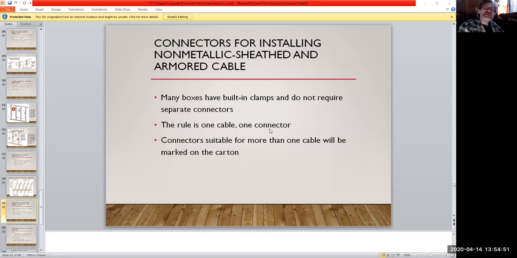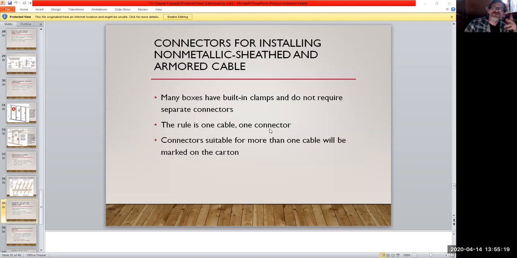So yeah, in this day and age, you get lucky. I've seen some weird tabs with the metal boxes now, where it's got a sort of built-in clamp, where instead of punching a knockout and adding a separate connector, it literally has a clamp for the sheath cable already built into it. And then all you have to do is screw it down to fasten it.